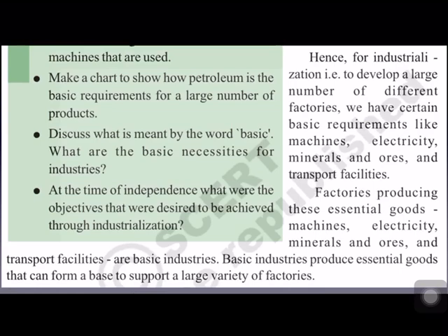And we can define basic industries as industries that produce all the essential goods that form a base to support a large number of factories. These basic goods, once they are produced, support a large number of factories, because they are needed for all the industries. They are the basic requirements for all the industries. So they support a large number of factories that produce a variety of goods.